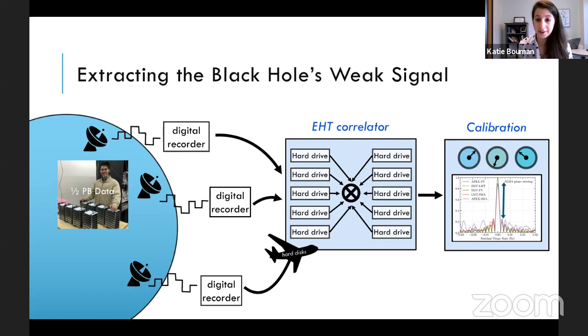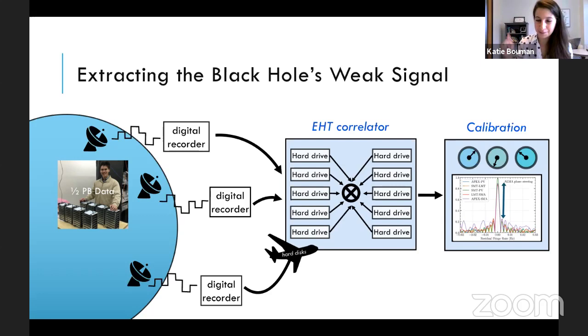Another thing that is bad about the EHT is that right now we all have to travel out to the telescopes and spend 2 weeks there putting the equipment together before we collect any data. It's not something where we can log into our computers and, when there's something exciting, just press go and collect the data.